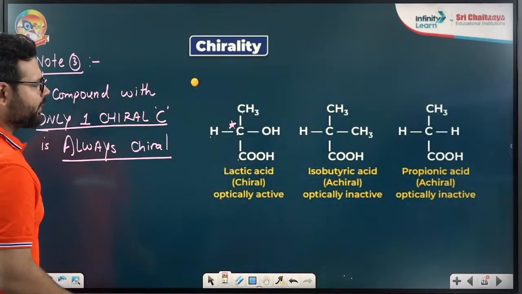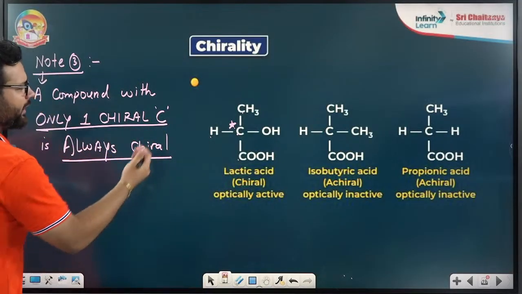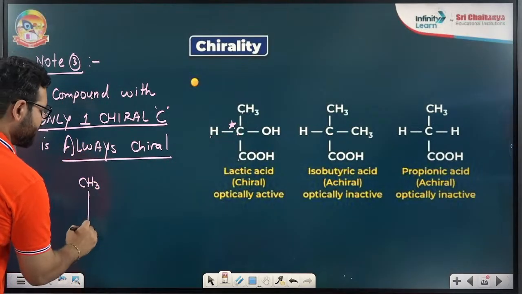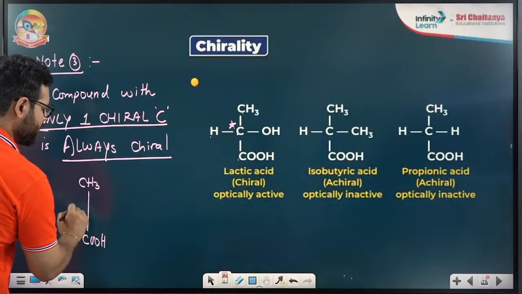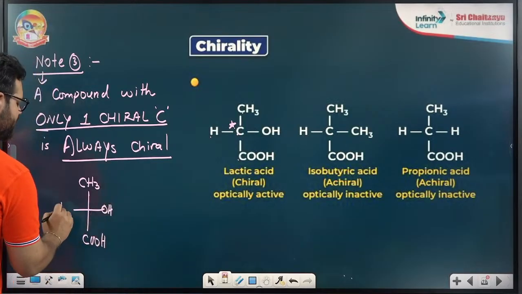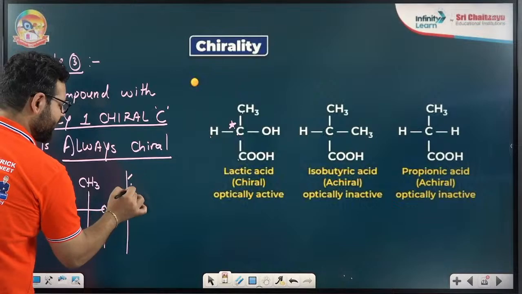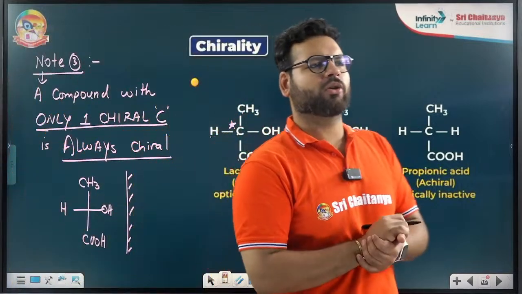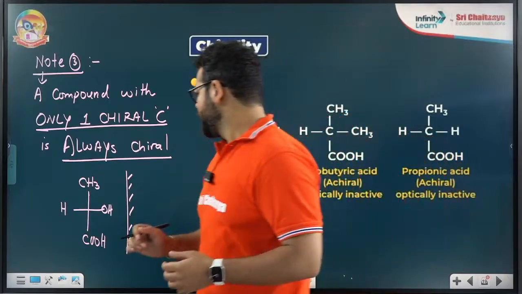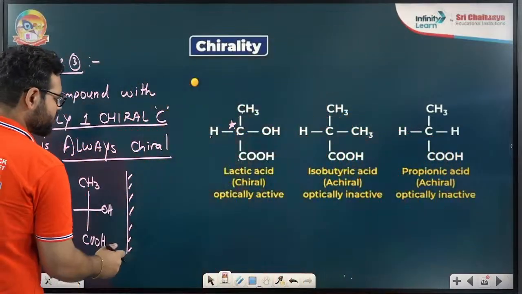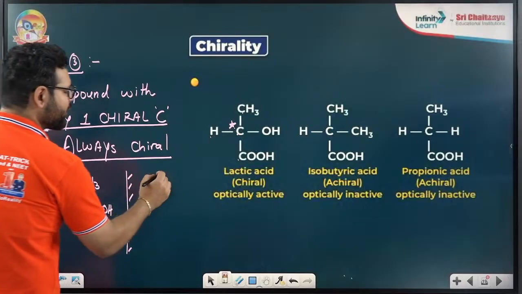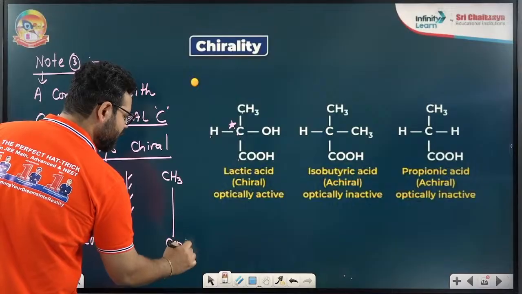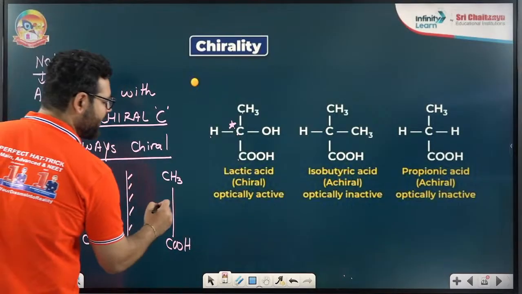If you look at it in a tetrahedral structure way, there is a CH3 on the top, a COOH at the bottom, an OH on this side, and an H on this side. If I keep a mirror here, because all the four groups are different, its mirror image will never coincide. While keeping a mirror, head and foot always remain the same, but left and right hand will change.